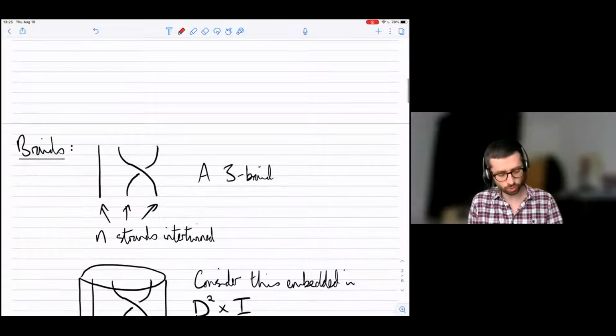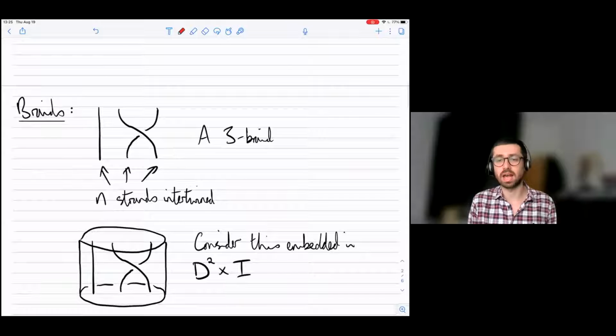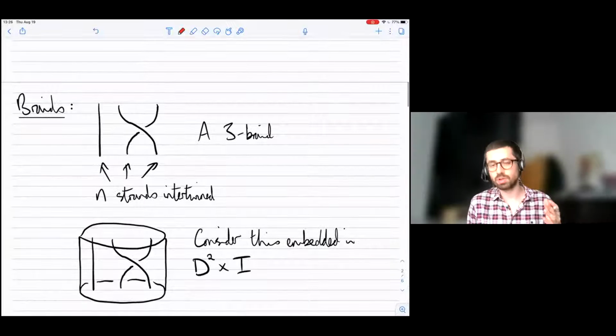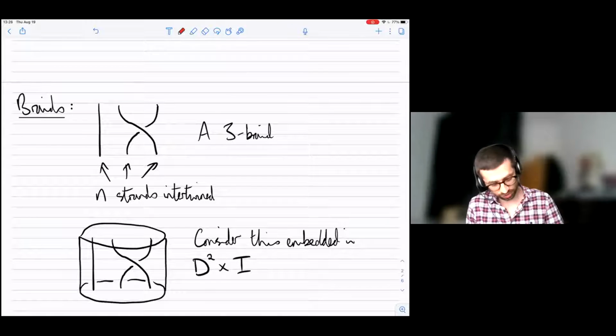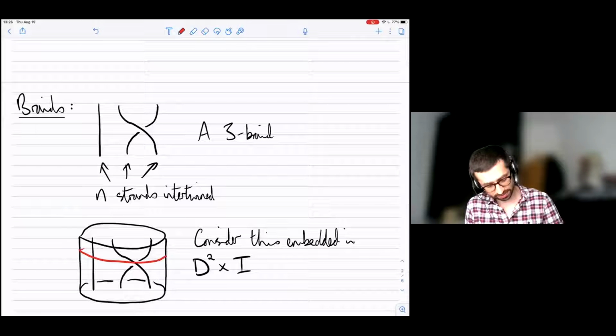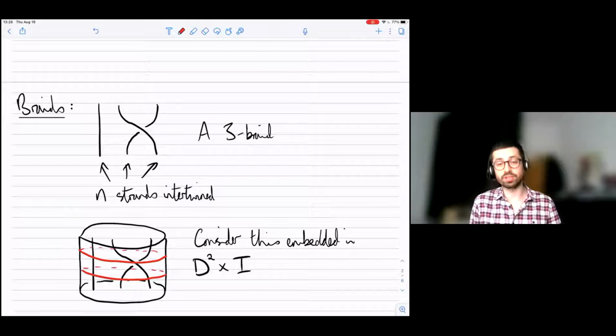Then what I want you to do is embed this braid in a copy of the cylinder, D2 cross I. And then start taking cross sections of this cylinder, like so. What you're going to see is copies of the disk with n marked points corresponding to the n strands of the braid.